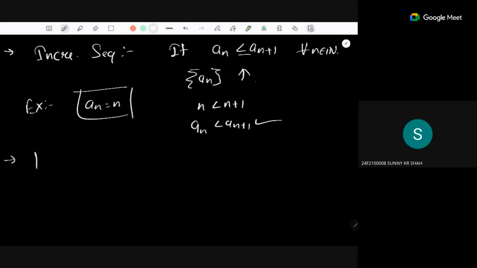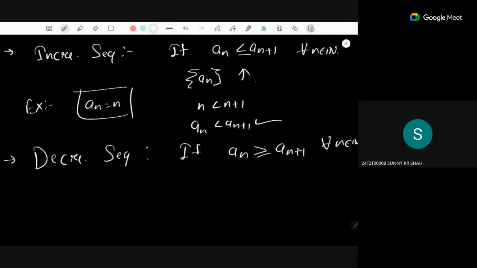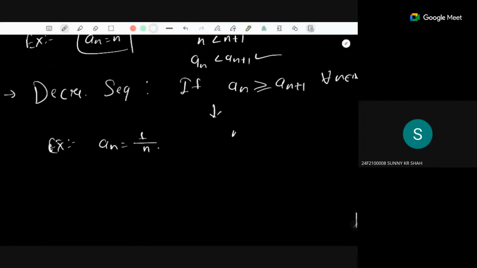Now the second type of sequence is the decreasing sequence. A decreasing sequence means the value of an is greater than or equal to an plus 1 for all n belonging to the natural numbers. For example, you can take an equal to 1 by n. This will be a decreasing sequence because we know n plus 1 is greater than or equal to n. So 1 by n plus 1 will be less than or equal to 1 by n, that means an plus 1 is less than or equal to an.